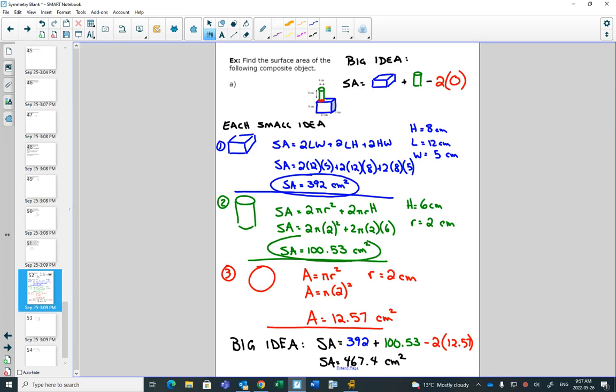Here's my surface area of my green one. Here's my surface area. Here's my final answer. There's actually something quite satisfying about circling answers. I'm not sure what it is, but that felt really good.